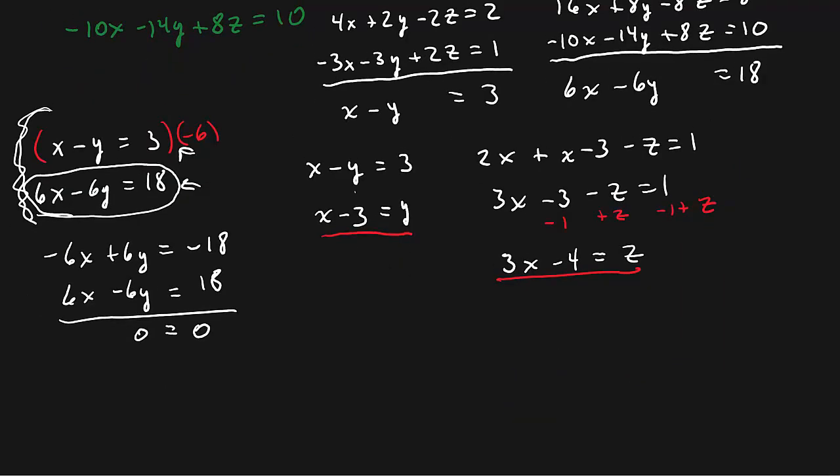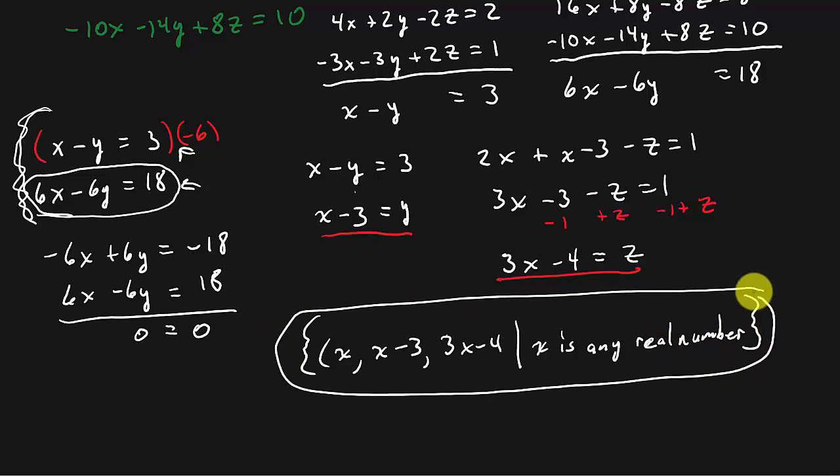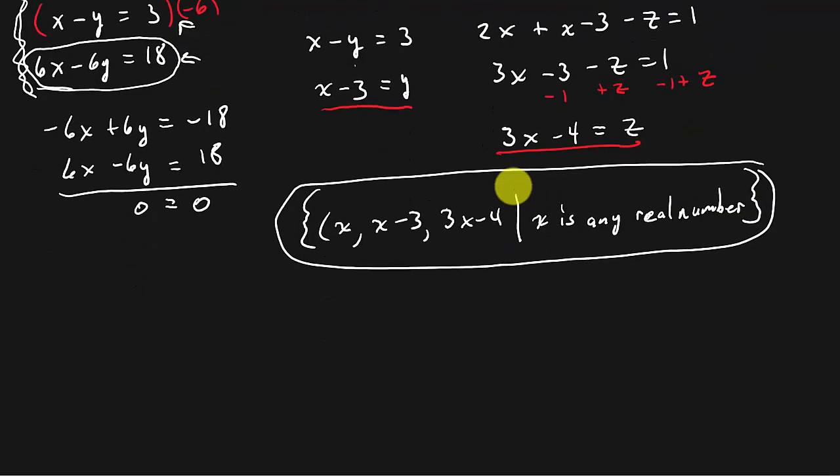Okay, so my solution, just like the other problems, remember, it's in the form x, y, z. So that's the point x, y, z. Well, what's y? It's x minus 3. What's z? 3x minus 4, such that x is any real number. Okay, and there's your answer. All right, so you see, it's not too bad.